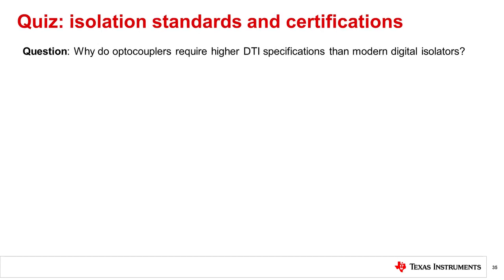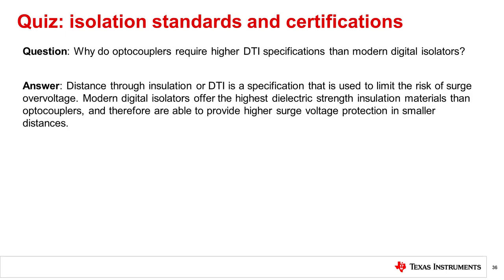Why do optocouplers require higher DTI specifications than modern digital isolators? Distance through insulation, or DTI, is a specification that is used to limit the risk of surge overvoltage. Modern digital isolators offer the highest dielectric strength insulation materials over optocouplers and are therefore able to provide higher surge voltage protection in smaller distances.